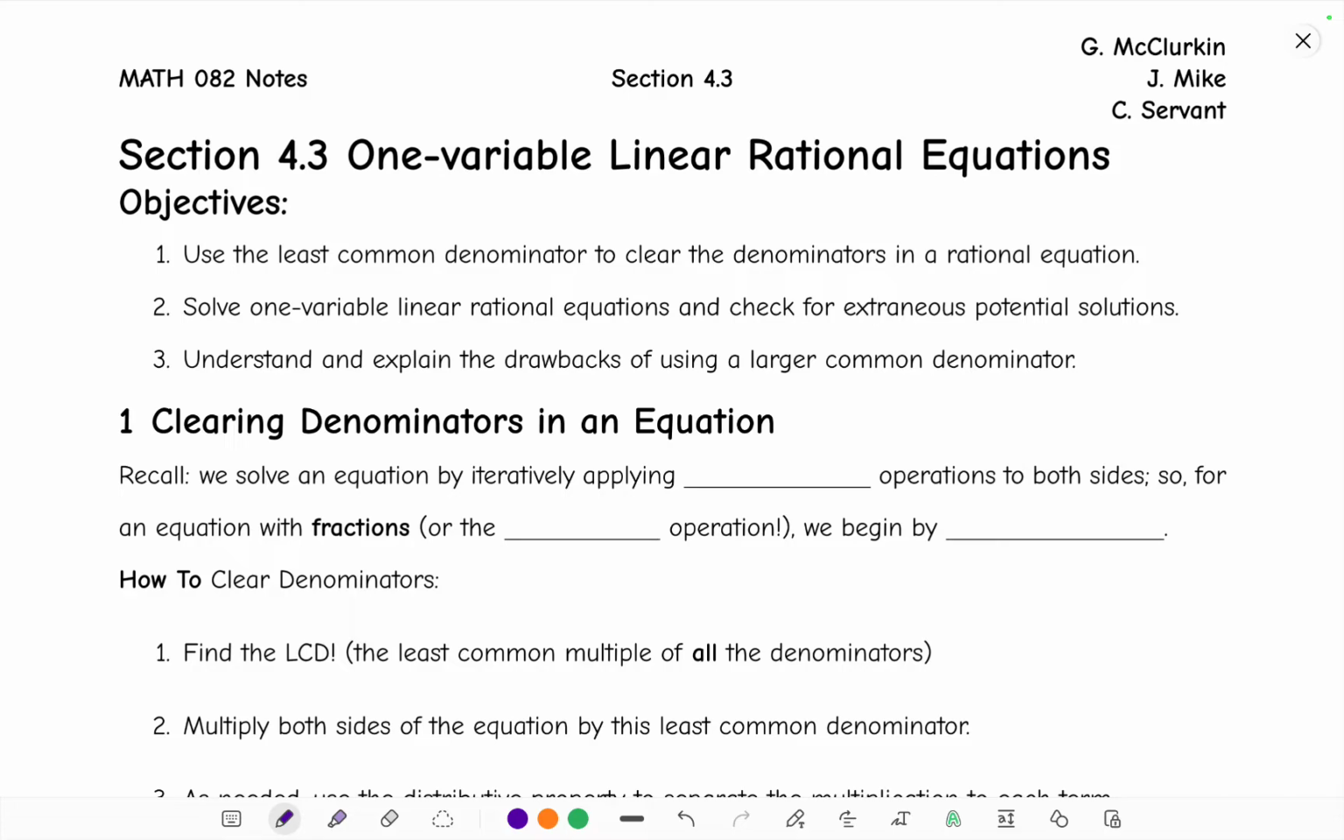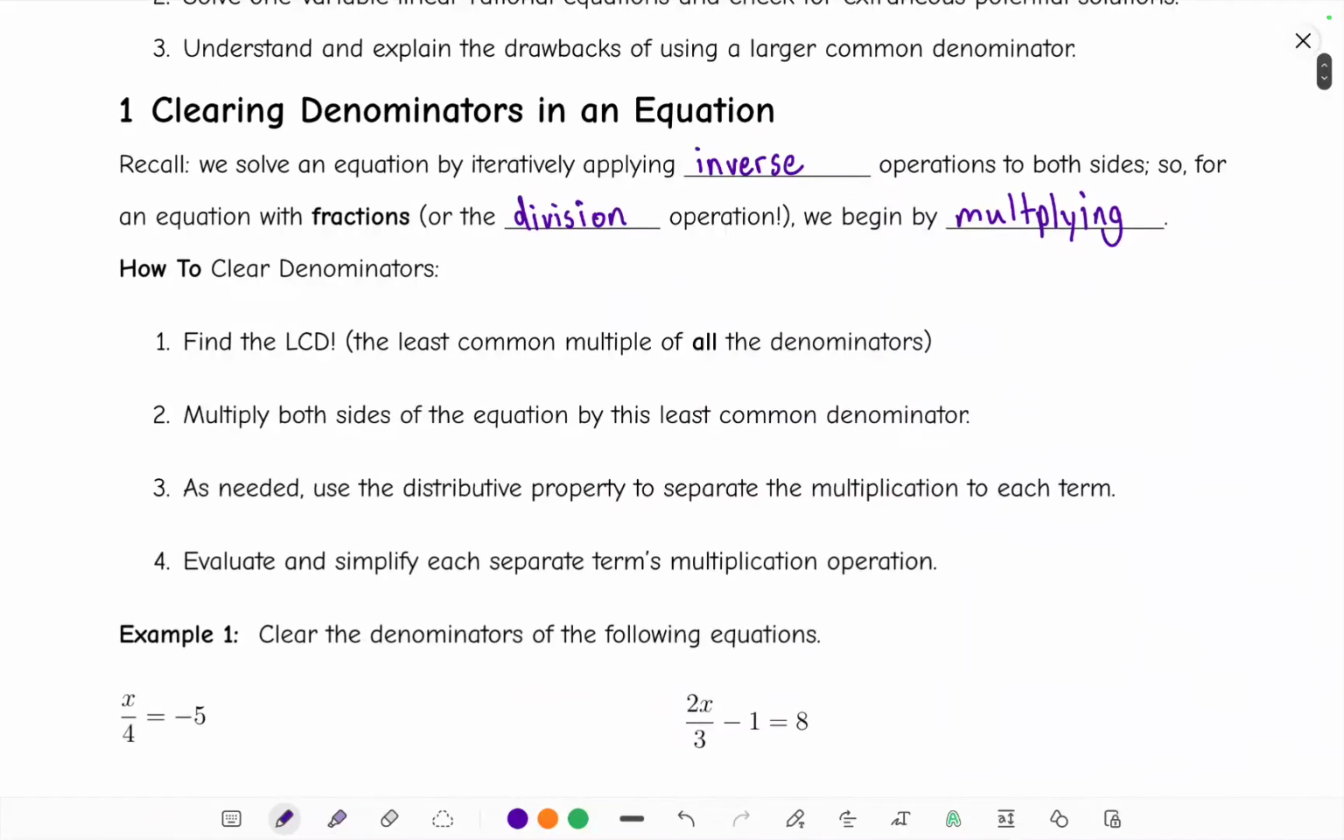Part 1. Clearing denominators in an equation. Recall, we solve an equation by iteratively applying inverse operations to both sides. So, for an equation with fractions, or the division operation, since fractions are just division, we begin by multiplying. We call this clearing the denominators.